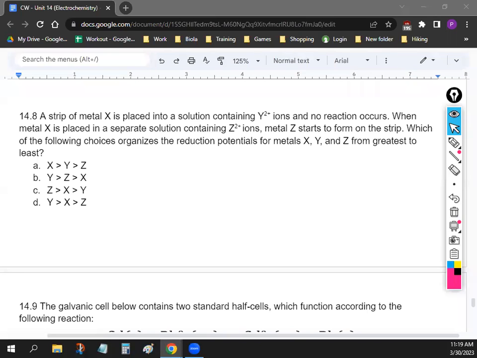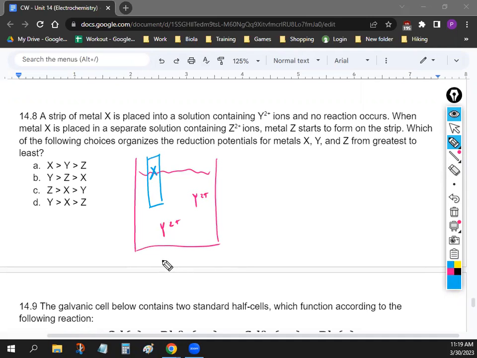Okay, so we're going to be finishing up the workbook with 14.8. So let's take a look at this problem. A strip of metal, we'll call it X, is in a solution that has Y2+ ions. So we've got our little container, and inside the container we've got Y2+ ions. You put a piece of metal in there, and this is X.